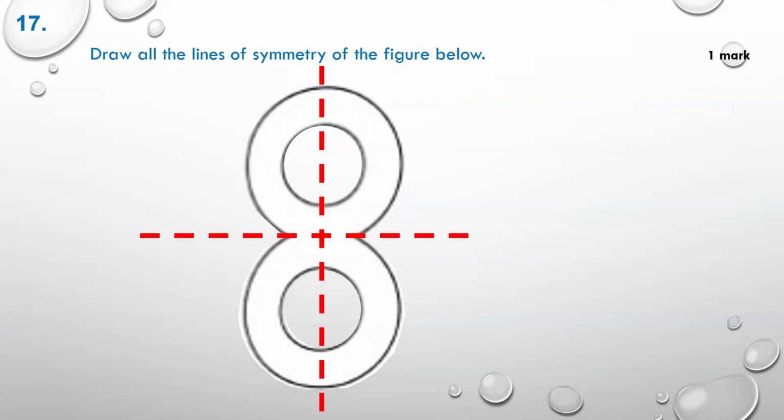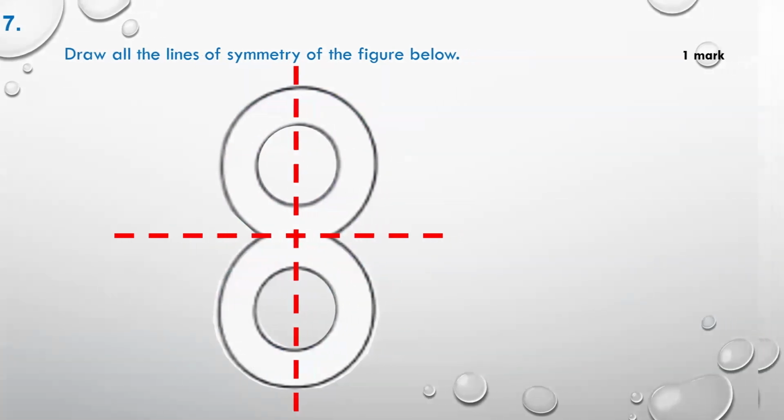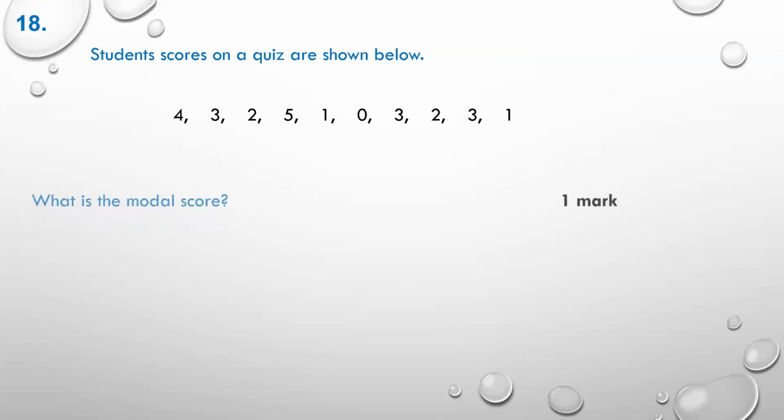Let's go on to our last 3 questions, which is our last strand. We just did measurement and geometry. So our last strand is statistics. Number 18, students' scores on a quiz are shown below. 4, one child got 3, one got 2, another one got 5, 1, 0, 3, 2, 3, 1. And they're asking us, if we have these scores from these different students, what is the modal score?